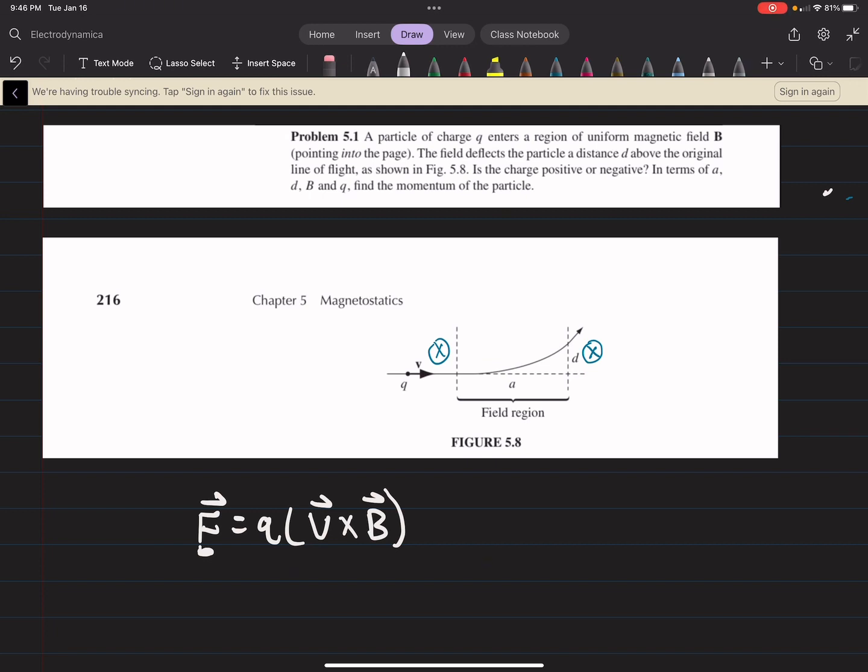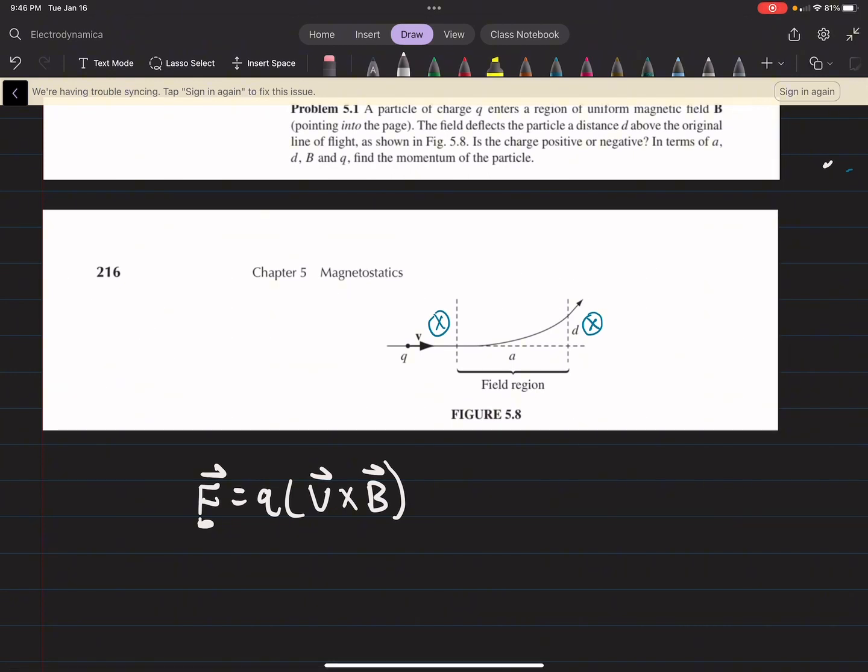And that is the direction that our charge is being accelerated in. Because our force points up, the direction that our charged particle Q is deflected, we know Q must be positive. If Q were negative, then it would be deflected downwards because we would have a change of sign. Okay, so that's the first part.